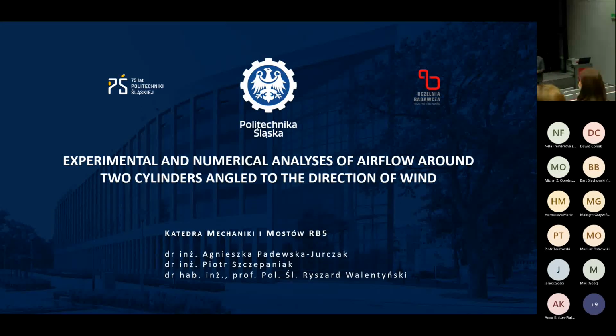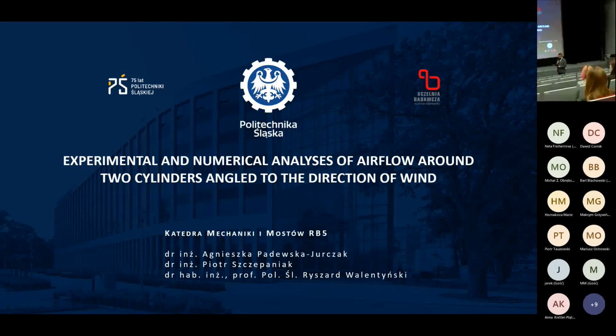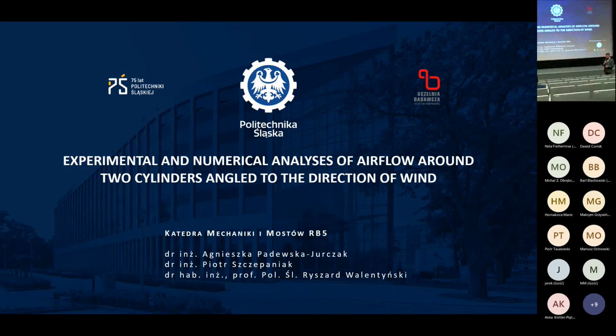Now we skip to the third presentation. This would be delivered by Professor Walentyński from Silesian University of Technology. The other authors are Agnieszka Padewska-Jurczak and Piotr Szczepaniak. And the title of the presentation would be Experimental and Numerical Analysis of Airflow around two cylinders angled to the direction of the wind.